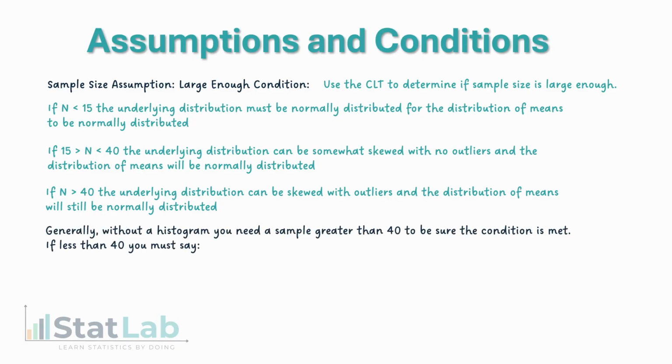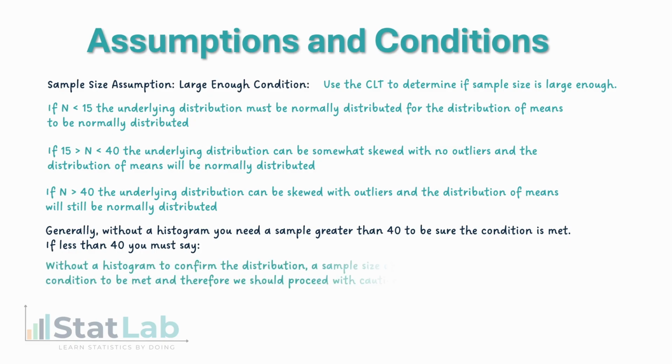Generally, without a histogram, you're going to need to see a sample greater than 40 before you're sure that the condition's met. If it's less than 40, generally you're going to be saying, without a histogram to confirm the distribution, a sample size of whatever you have may not be large enough for the condition to be met, and therefore we should proceed with caution. Again, I've moved through these pretty quickly. If you want a little bit more detail on them, I would go back and look at our hypothesis testing for one mean, where I go through it in a little bit more detail.